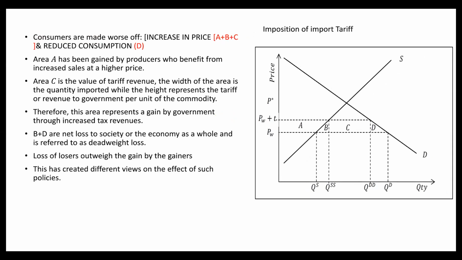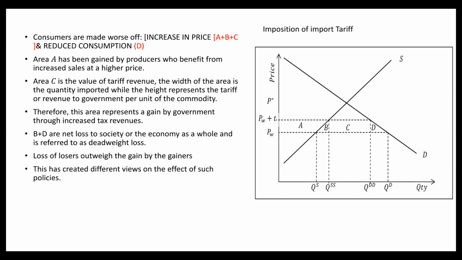Now, the consumers are made worse off. There is an increase. The consumers are made worse off because of an increase in price, A, B, C, and the reduced consumption, D. So you see that the price has increased by that. Okay, A, B, C, and again, consumption has reduced.